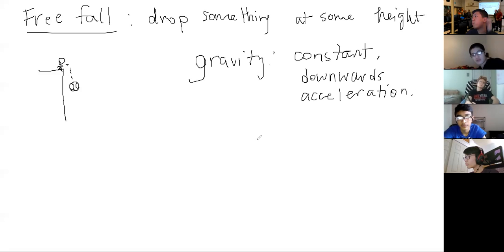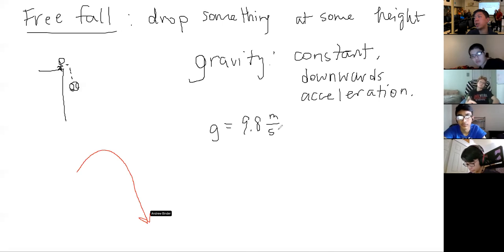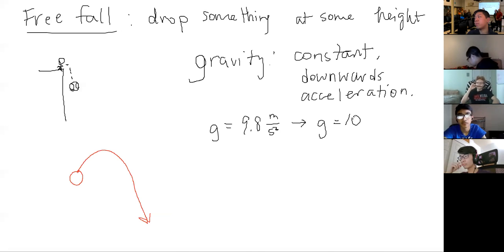And the amount that gravity accelerates an object towards the ground is going to be a specific numerical value of small g, which is what we call it. Small g is equal to 9.8 meters per second squared downwards, right? But because we're physicists and engineers and we like to approximate, we can just use g equals 10 meters per second squared.